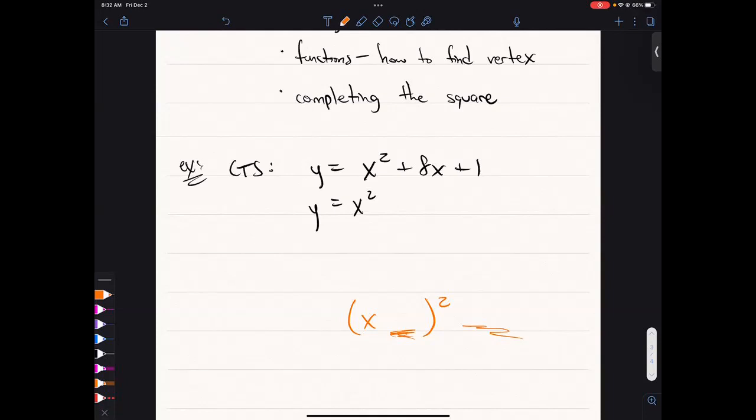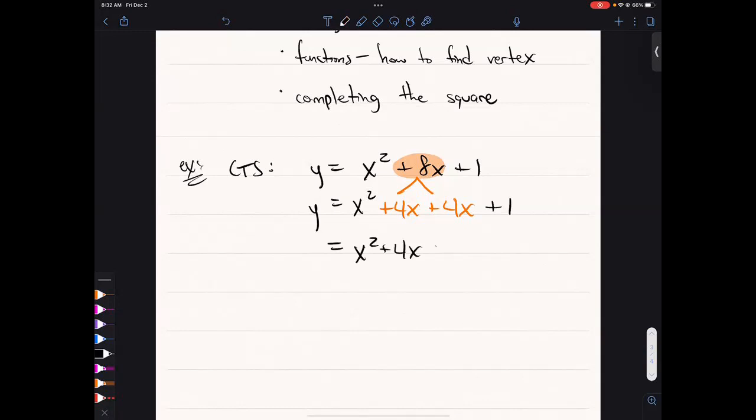When you FOIL things, because they're identical, the outer and the inner parts are the same, right? So the way that you complete the square is you take the middle term, because that's what came from the OI part, the outer and inner parts, and you split it up. 4x and 4x. The completing part is that, again, we're missing something, right? So I'm gonna leave a little bit of space for that.